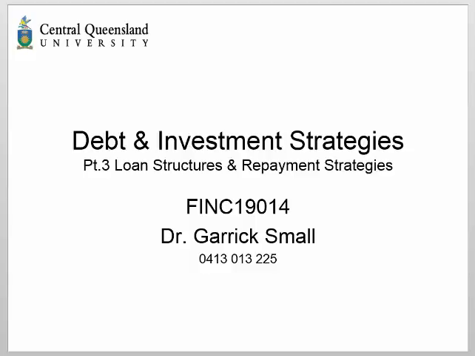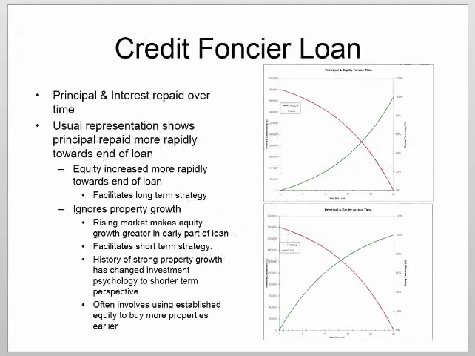Once a purchaser has bought their property and set themselves up in a loan situation, we can then start to look at strategies associated with the repayment of the loan and the impacts on equity over time. House loans, mortgages, are typically made by way of principal and interest repayments, what is known as credit foncier loans. In a credit foncier loan, the principal and interest is repaid as a constant repayment over time, and the monthly repayment consists of partly principal repayment and partly interest payment.